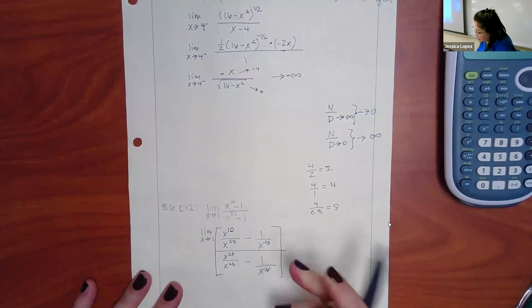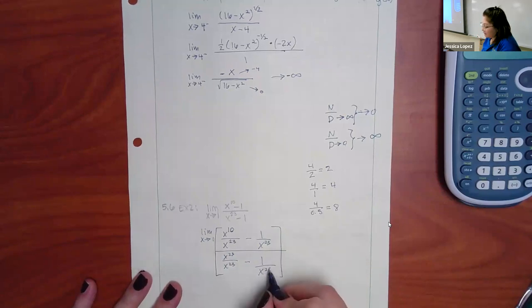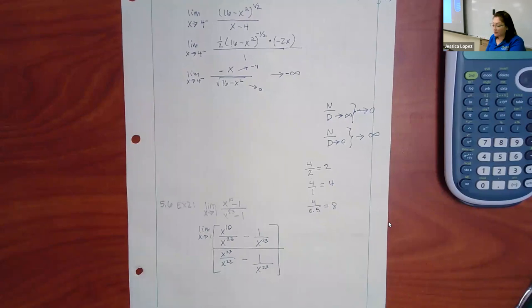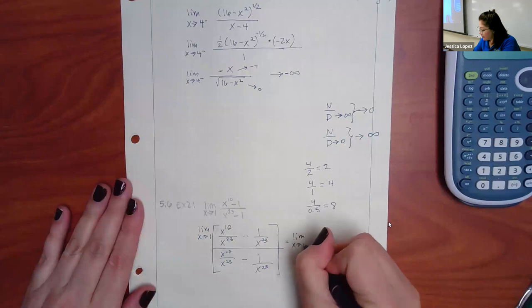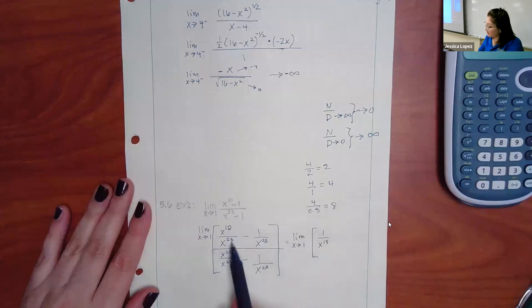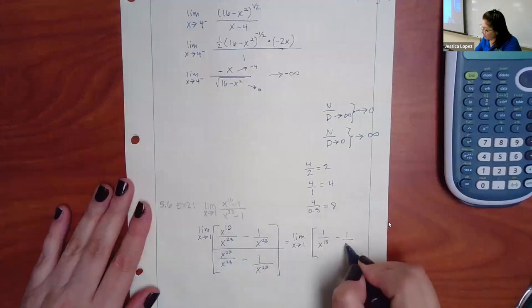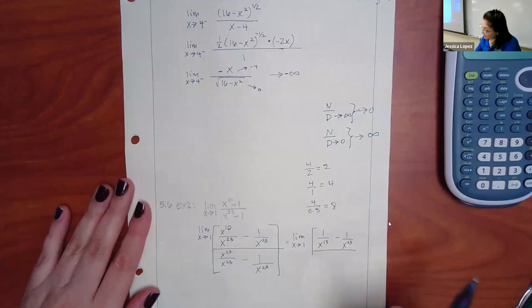So you take each and every term and you divide it by that term with the highest exponent. And what happens is you end up with 1 over x to the 13th because you cancel 10 of them. You just get 1.